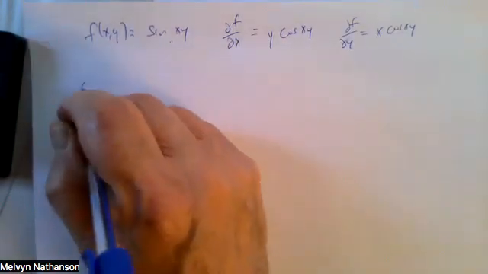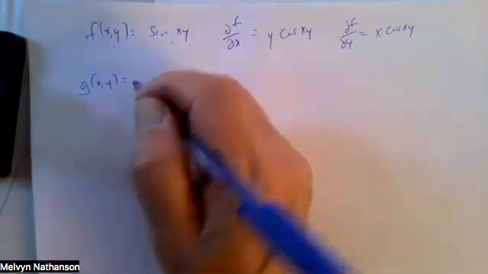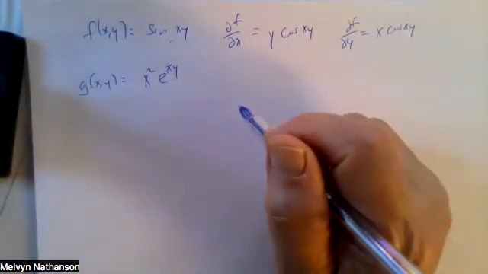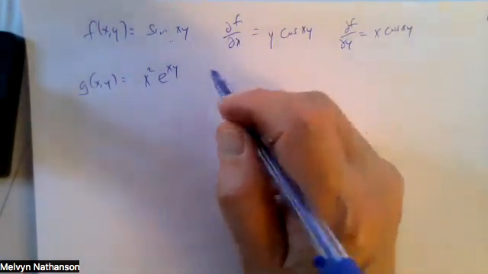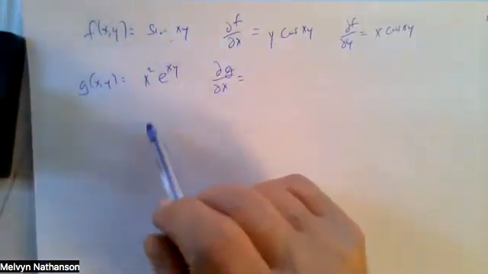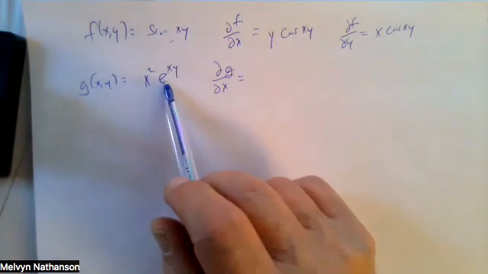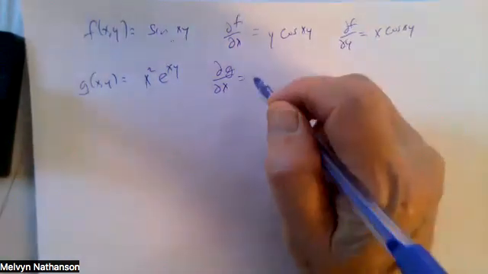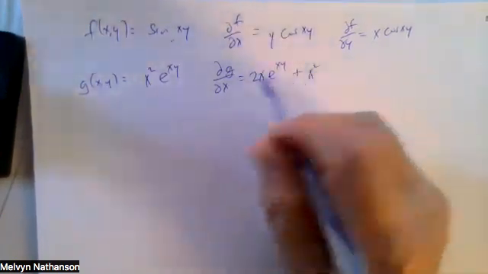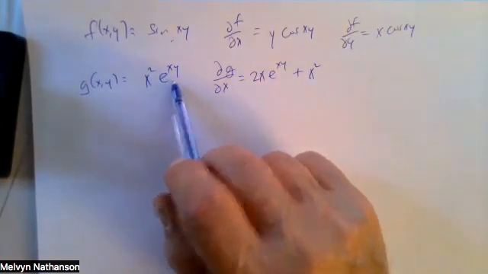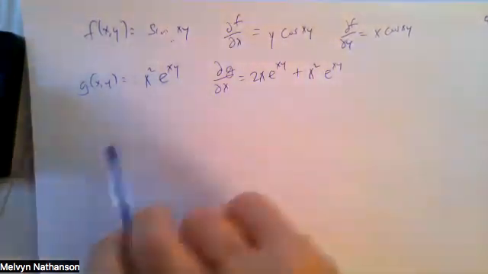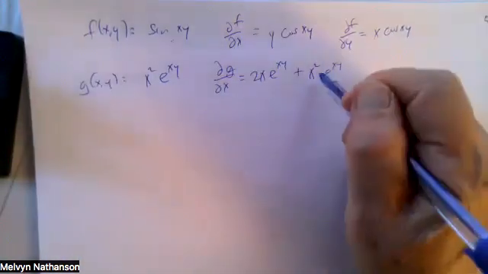Suppose we have the function g of x, y equals x squared e to the xy. So the partial of g with respect to x, by the product rule, the derivative of x squared e to the xy is the derivative of x squared, which is 2x, times e to the xy, plus x squared times the derivative of e to the xy with respect to x. So that's e to the xy times the derivative of xy with respect to x, which is y.